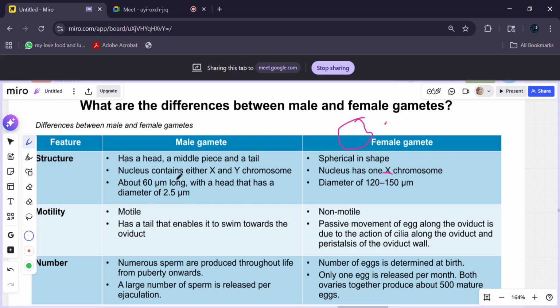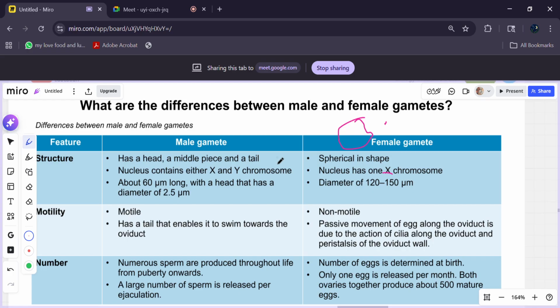Now, the sperm cell is around 60 nanometers long, with a head that has a diameter of 2.5 nanometers. But the female gamete is very much bigger, around double the size of a sperm cell.